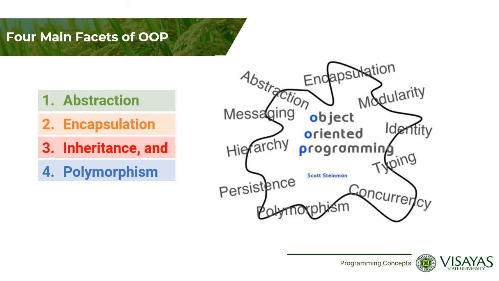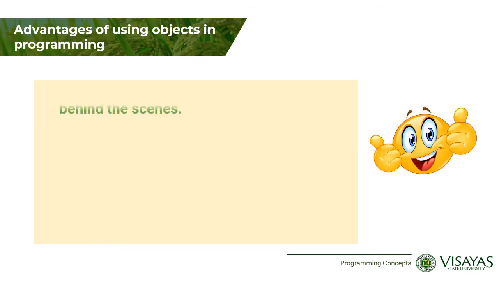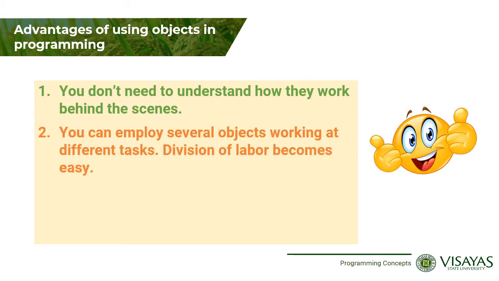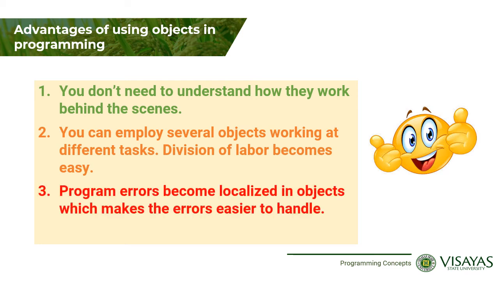Some advantages of using objects in programming include: first, you don't need to understand how they work behind the scenes. Second, you can deploy several objects working at different tasks and division of labor becomes easy. Third, program errors become localized in objects which makes the errors easier to handle. And lastly, the objects are reusable.